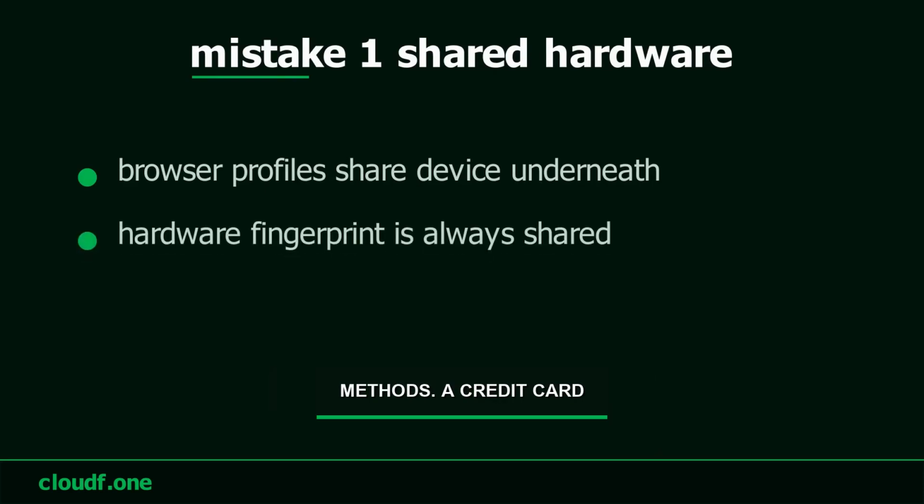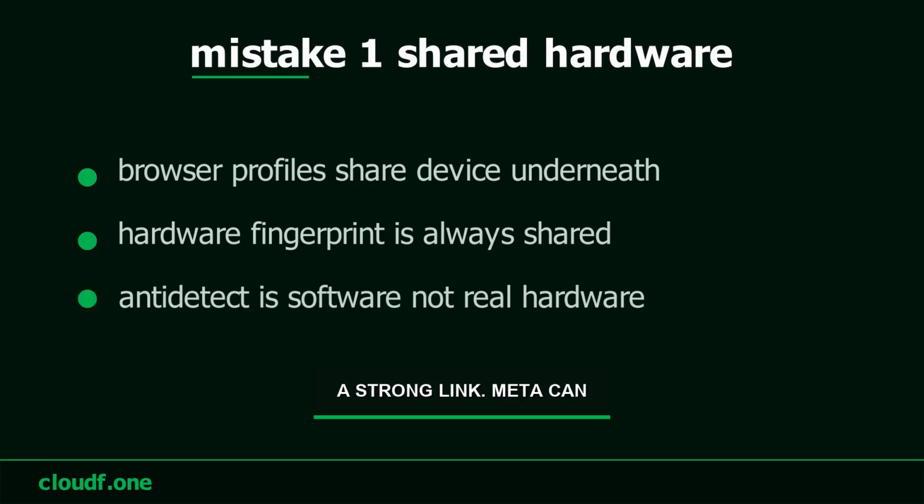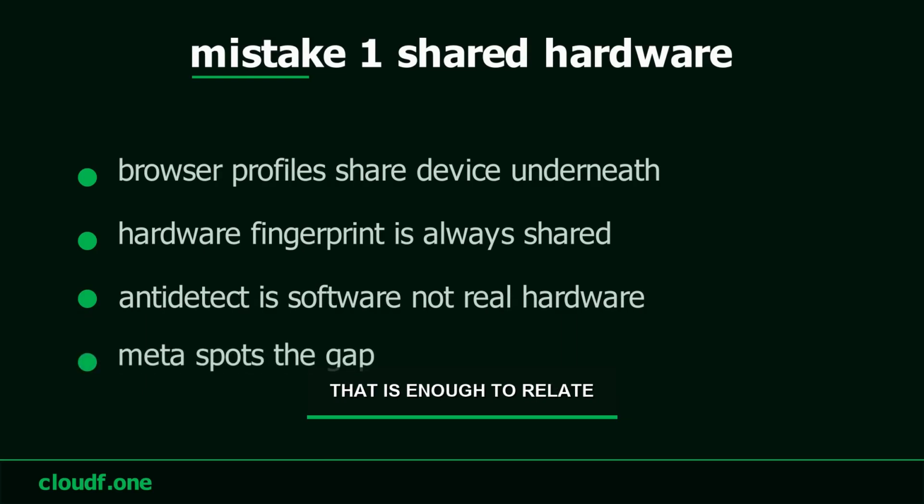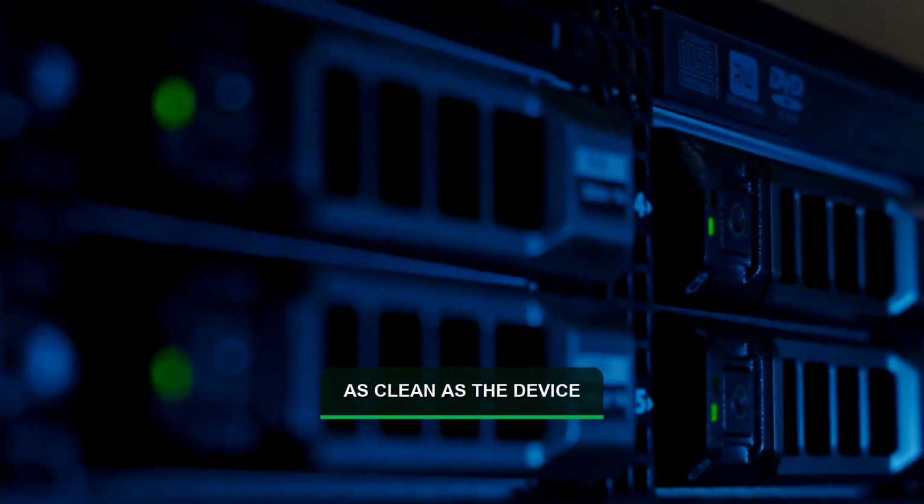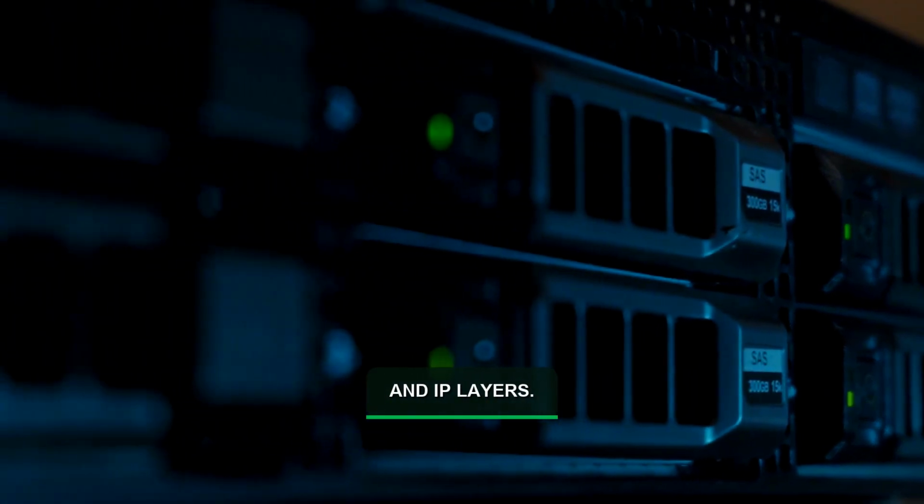And watch the payment methods. A credit card reused across many accounts is a strong link. Meta can see the same card behind 5 business managers, and that is enough to relate them, so keep the billing as separate and as clean as the device and IP layers.